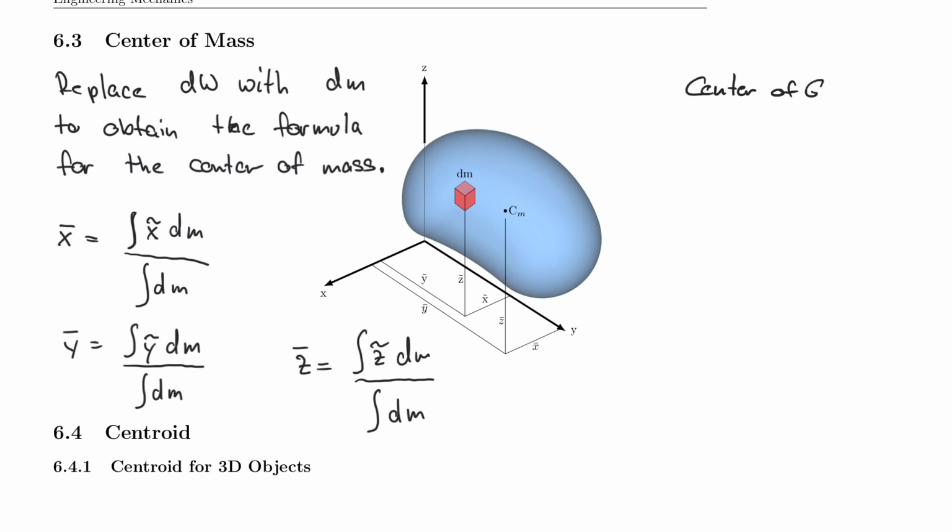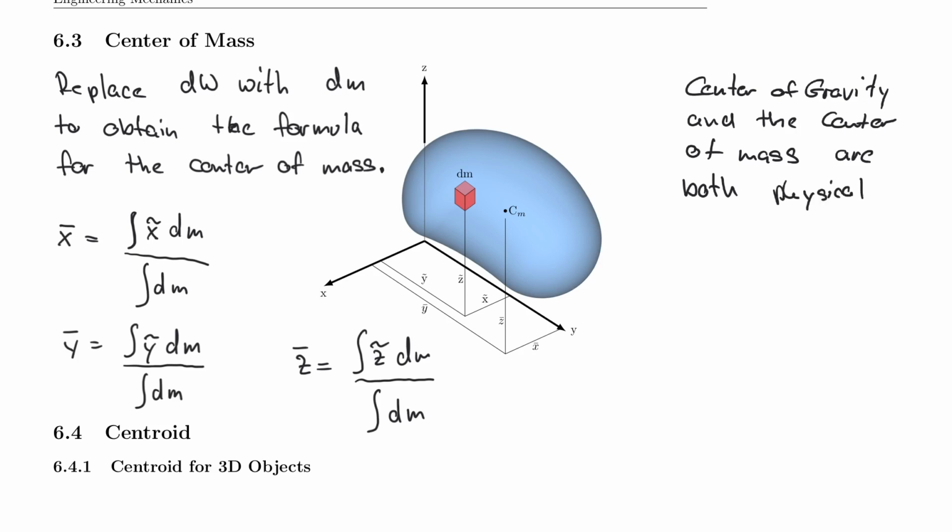the center of gravity and the center of mass are both physical properties. So these depend on what the potato is made from, right? So it's very important to classify this for now, that it's a physical property. And it depends on what the potato consists of.